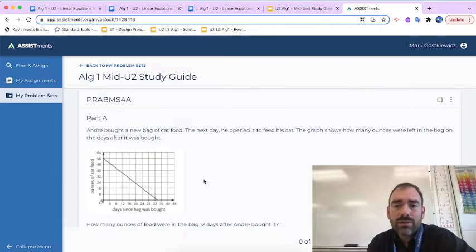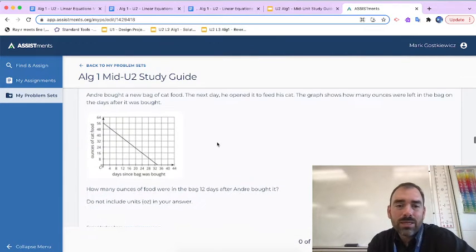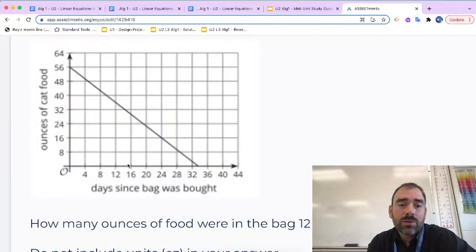They didn't give us an equation for this, so we do have to estimate. How many ounces of food were in the bag 12 days after he bought it? If we look at that, we go 12 days over, and we have to estimate between 32 and 40.